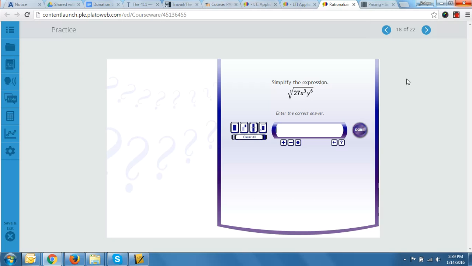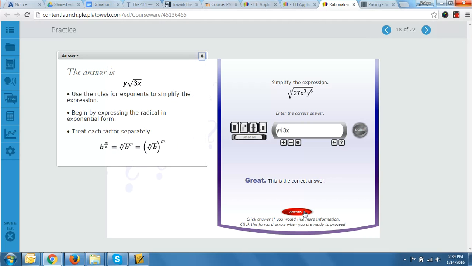To put it back with the radical, I'm going to have my y on the outside, and then under my radical sign, I'm going to have 3x, because 3 to the 1/2 and x to the 1/2 is the same thing as the square root of 3x. So my answer would look like this: y, radical sign, 3x. And we'll see if they go step by step for that one. Nope, they don't.